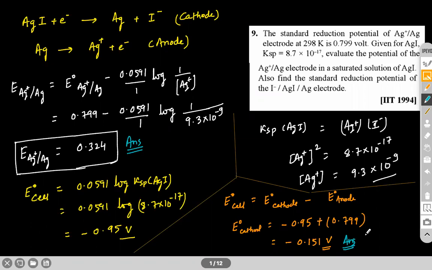So we need to find out, we have actually two electrodes. One electrode is Ag+ | Ag and another electrode is this, I- | AgI | Ag. Means silver is present in a solution which is saturated with AgI. Okay. One behaves as cathode, other one behaves as anode. The reduction potential of Ag+ is given. For AgI, Ksp is given.